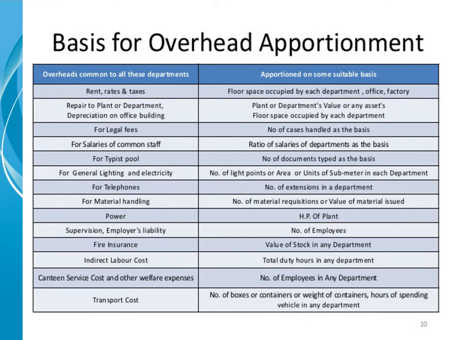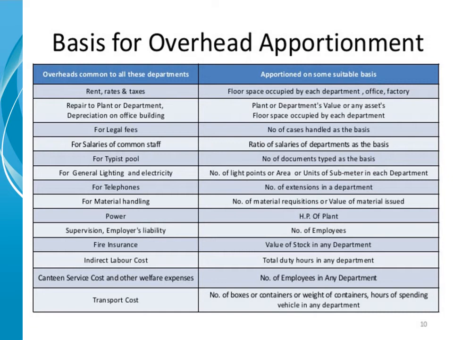So what is the basis of apportionment or overhead apportionment? You have to see how the logical things are done. You have to remember the basis. For example, the rent, rates and taxes, the floor area occupied we can say, and repair of plant and machinery or department or depreciation is on the department's value of any asset, on the basis of floor space occupied by each department. Legal fees, number of cases handled is the basis.